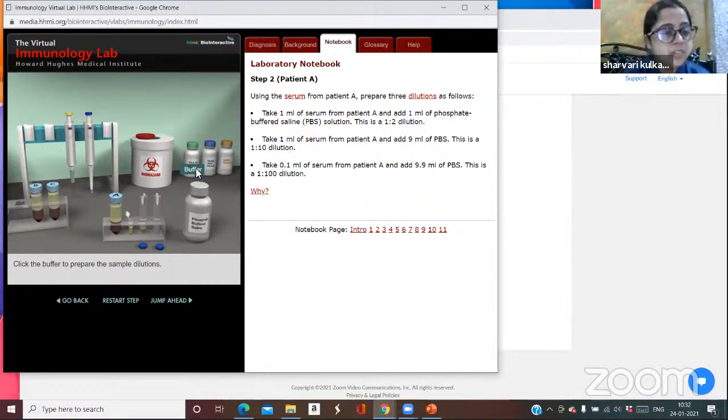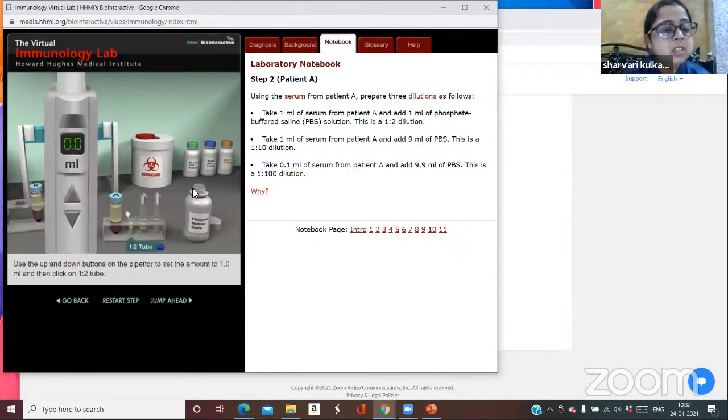Now we have transferred the serum sample. Now we will do the addition of buffers. For that we will click on this buffer. Again adjust the pipetter for the amount, 1 ml. So what will happen? It will make the first dilution. Then we'll click on 1 ml. Then we will click on the first tube, the 1:2 tube.